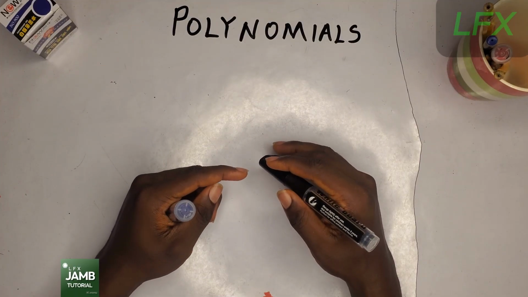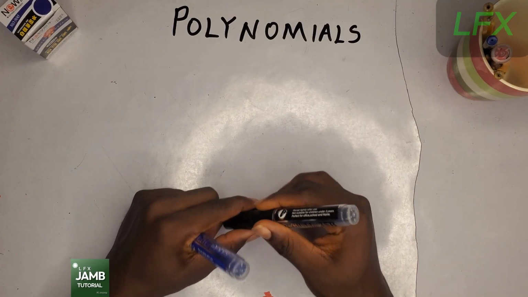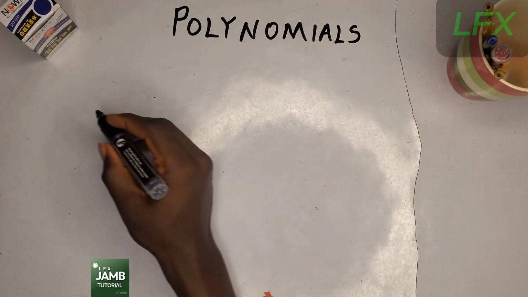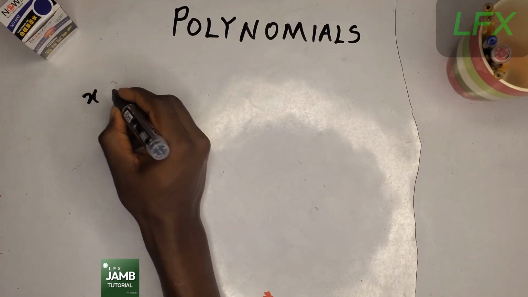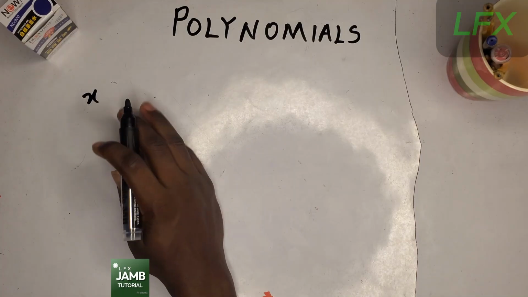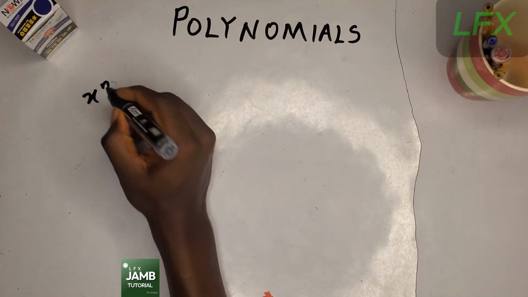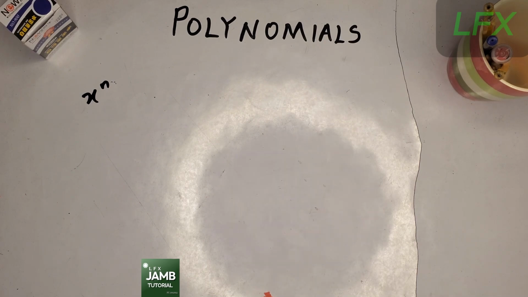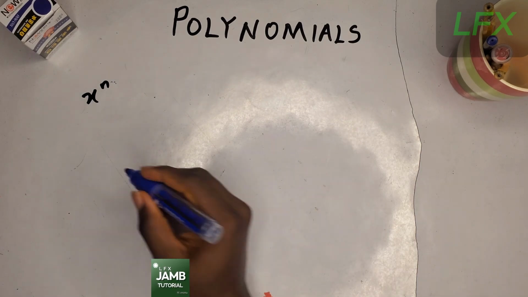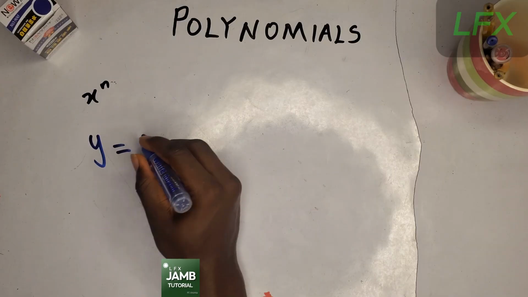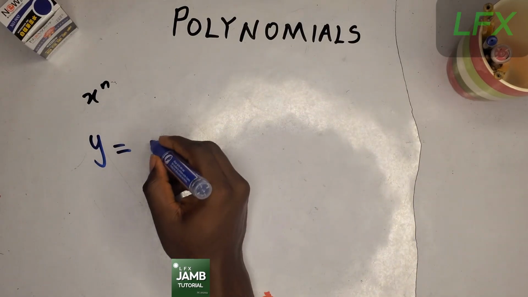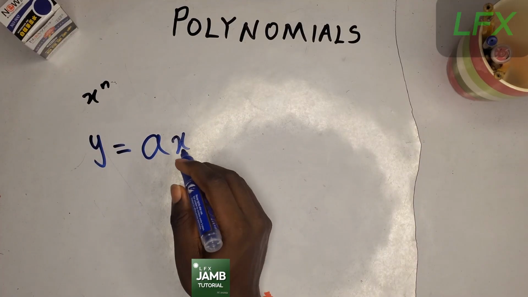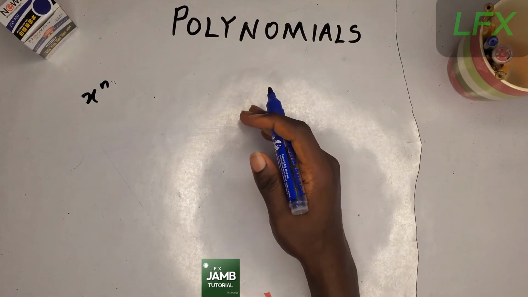What's a polynomial? A polynomial is a mathematical equation where we have x of degree n, that is, x carrying a power of n. Most times it is written in this form. Let's say we have y and a constant a having x. It is written in this form.